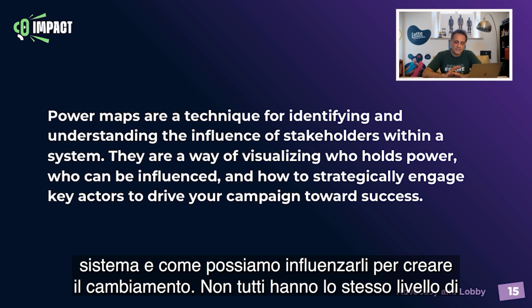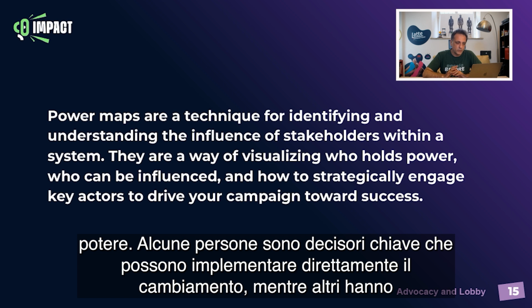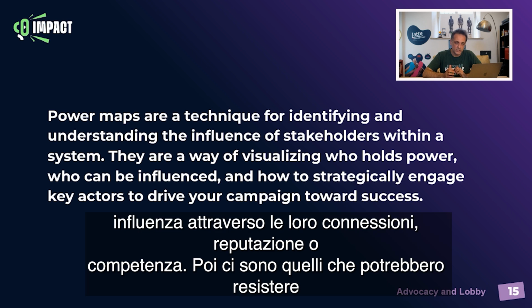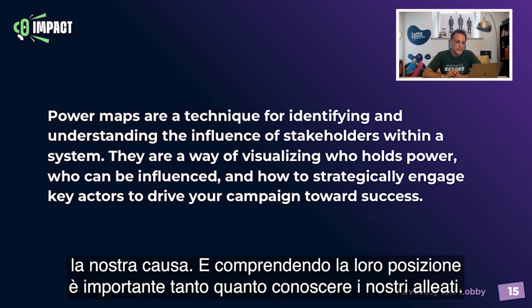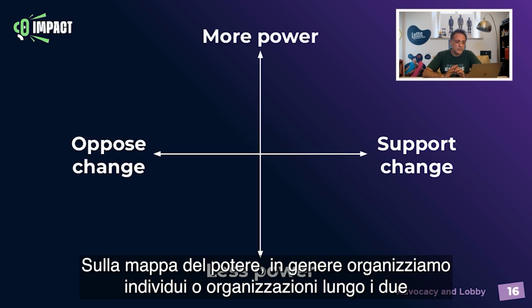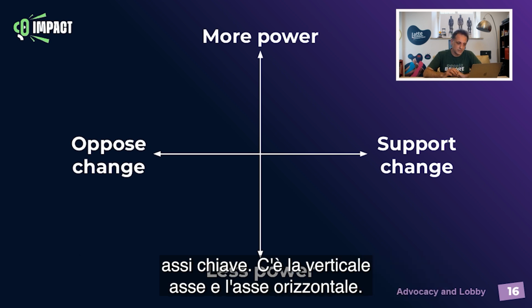Not everyone has the same level of power. Some people are key decision makers who can directly implement change, while others have influence through their connections, reputation, or expertise. Then there are those who might resist our cause, and understanding their position is just as important as knowing our allies. On the power map, we typically organize individuals or organizations along two key axes.